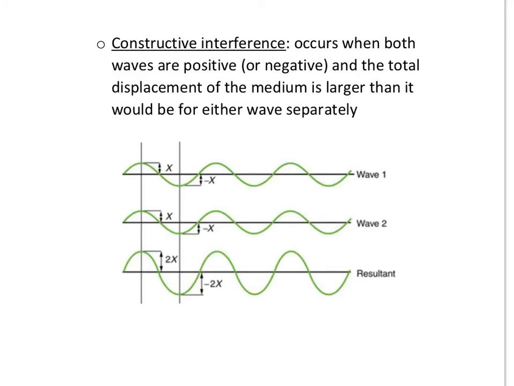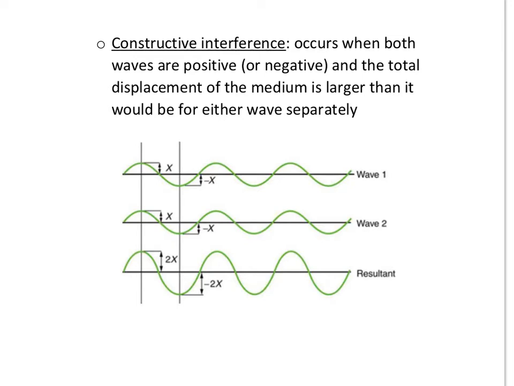There are two types of interference. The first is constructive interference, and that's when both waves are either positive or negative, so they both have to be the same. So either both positive or both negative, and the total displacement of the medium is larger than it would be for either wave separately. So what we have here is wave 1 and wave 2. When they combine and meet, if they both have an amplitude of x, then the amplitude for the superimposed wave will be 2x, because this is added to that.